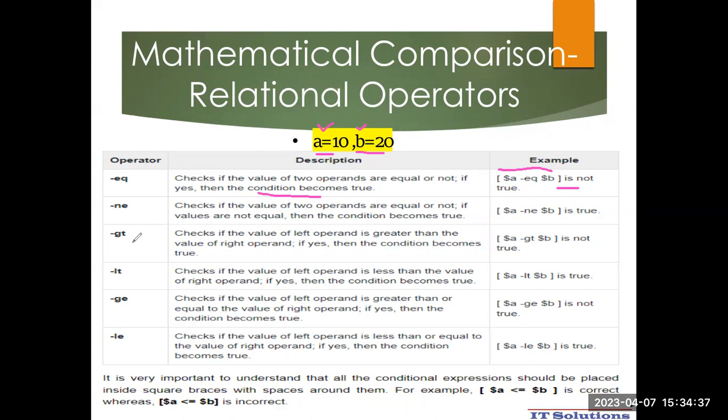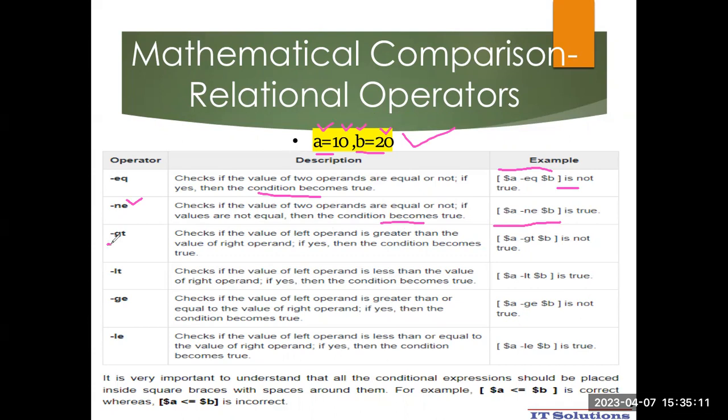In a similar way, if you want to check whether two values are not equal to each other, you can use the not equal to operator, -ne. This checks if the values of two operands, here the left value and the right value, are equal or not. If the values are not equal, then the condition becomes true. In our example, this condition will become true because these two values are not equal.